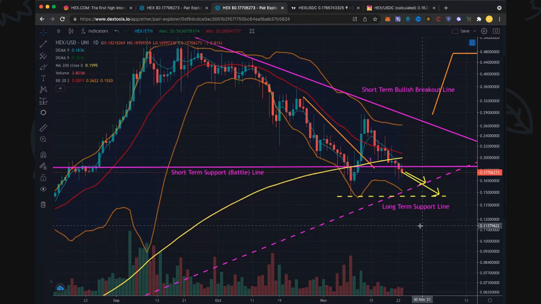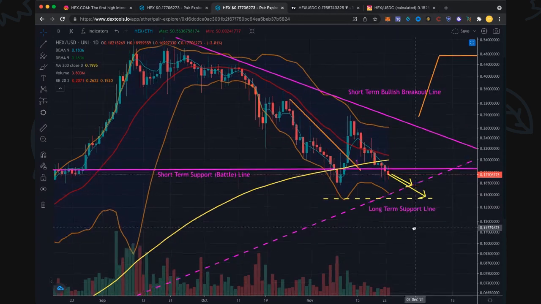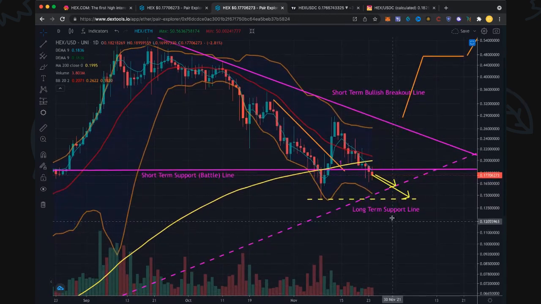Cheaper is better for them, but they really want to keep this long-term trend intact because that's a really bullish way. It's much easier to grind the price up. All right, so that's probably where it might head.